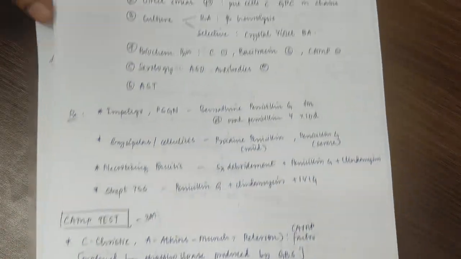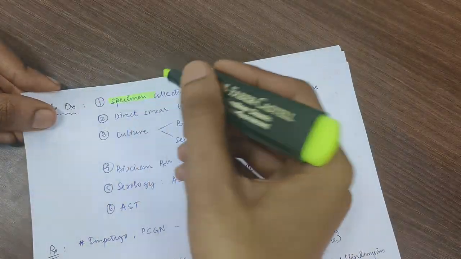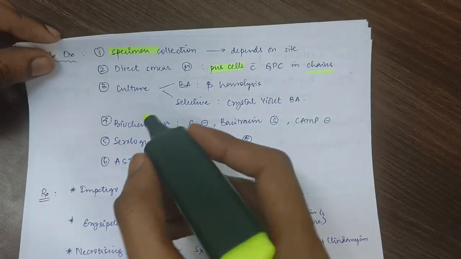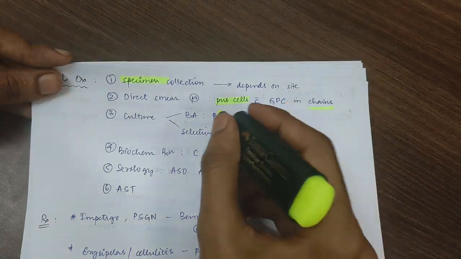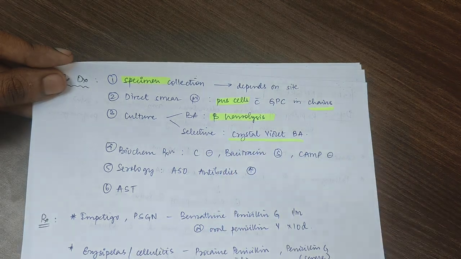Then coming to the lab diagnosis of this particular streptococcus, one is specimen collection, that depends on the site. Then direct smear, you are going to see the pus cells with GPCs in chains. Then culture, on blood agar beta hemolysis is seen. Then selective media is crystal violet blood agar.